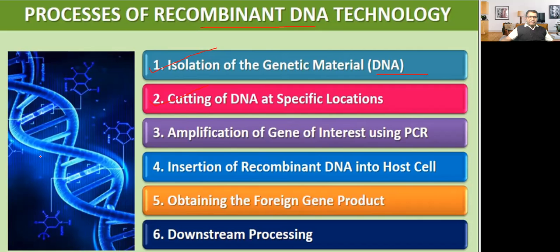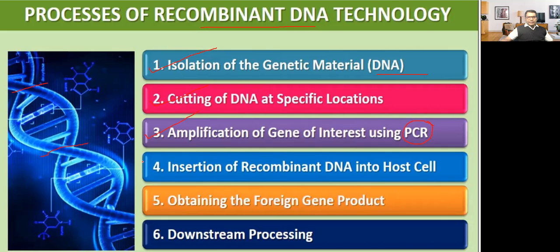Third, if you have got only one small piece, suppose this one, and in case we have misplaced it, then again we have to isolate. So we have to get multiple copies of this desired fragment of DNA. That is called amplification of the gene of interest using PCR. PCR stands for polymerase chain reaction, to get multiple copies of the required desired DNA fragment.